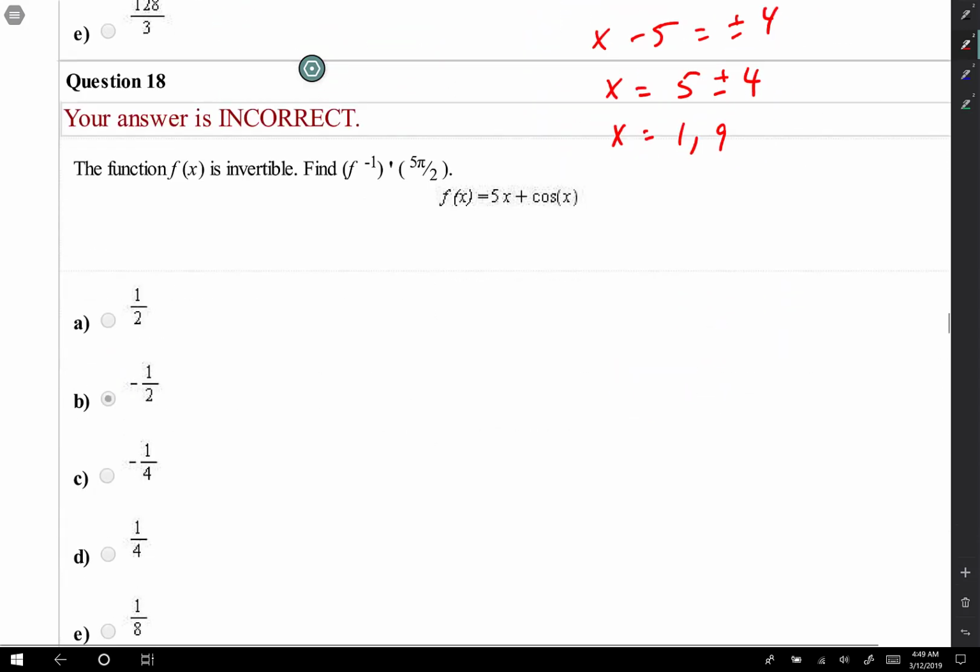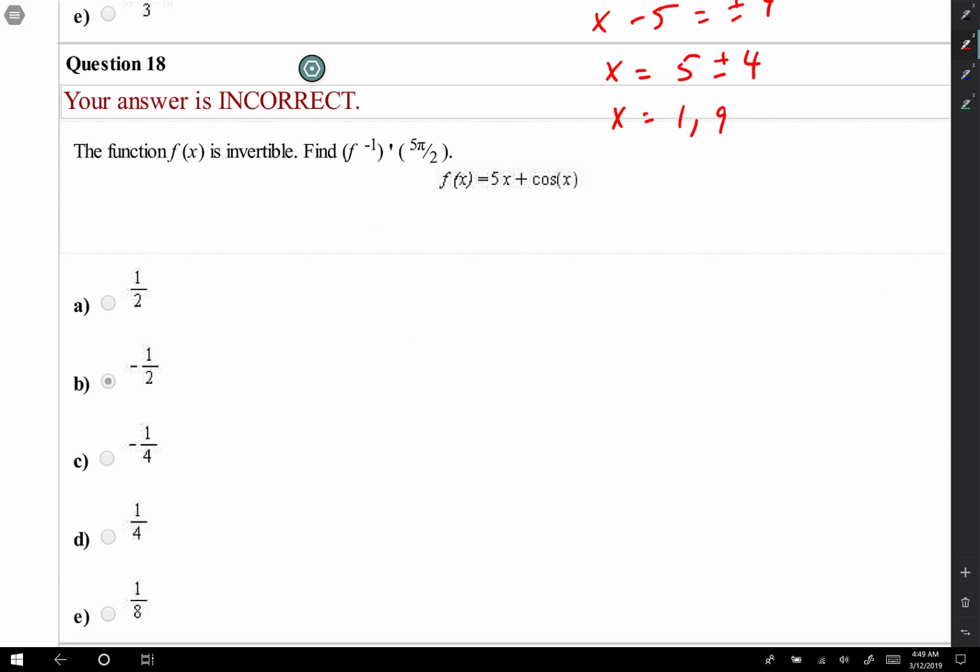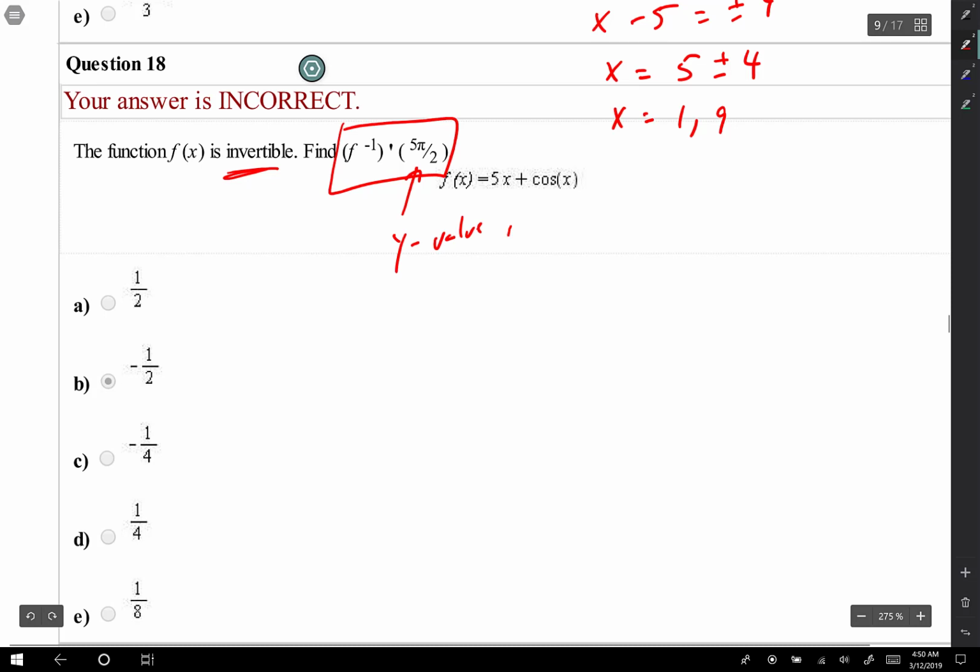Yeah? Okay. All right. The function f of x is invertible. So what that means is that it has an inverse. You're not going to try and find the inverse of this, guys, because you have a linear component and then you have something that's going up and down. So don't even try it. So what you're going to do, they want the derivative of the inverse at 5 pi over 2. That is a y value in the original.